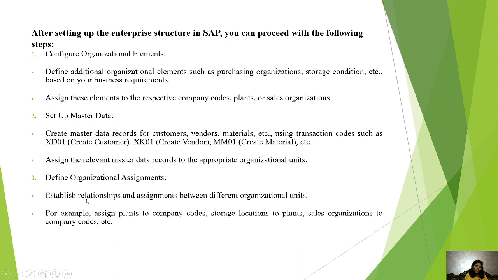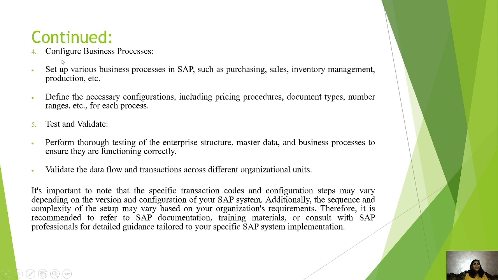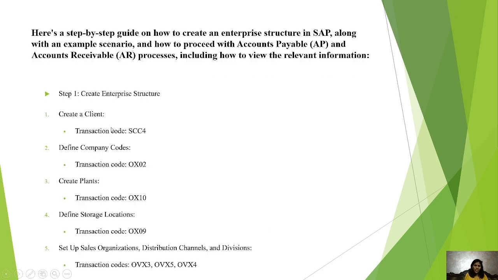So establish the relation and assignment between the different organizations, and you have to link the company code and storage location to the plant. Again, it is a continuation of how to configure the business process. So here, test and validate. Then again, there is stepwise guidance for the enterprise structure.